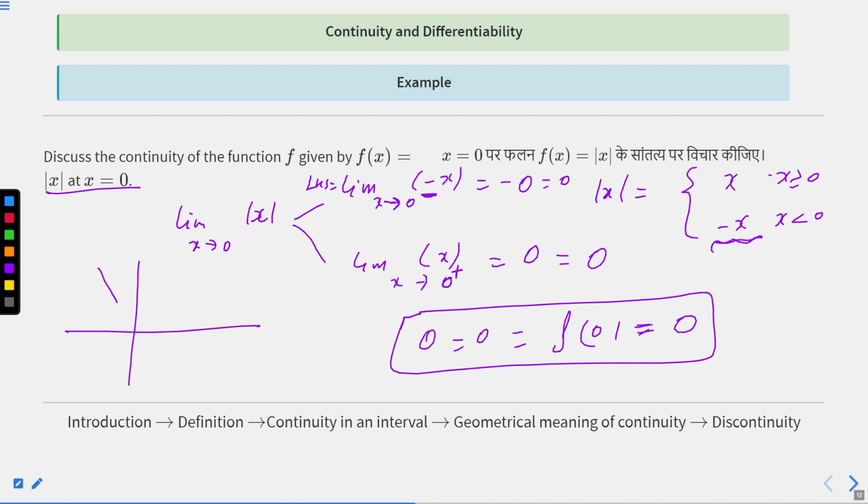If you try to see it by graph, this is what happens. If you approach from the right, the function value is going towards 0, as you can see, using x. If you are coming from the left hand side, the function value is also coming to 0, but you are using minus of x, and the actual value is f(0) equals 0. That's why it is continuous. By graph you can also visualize it.